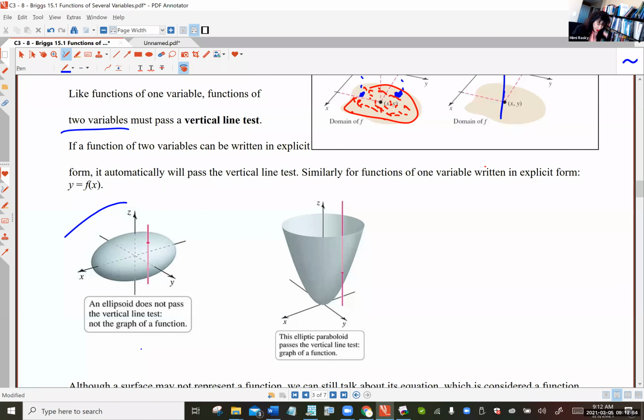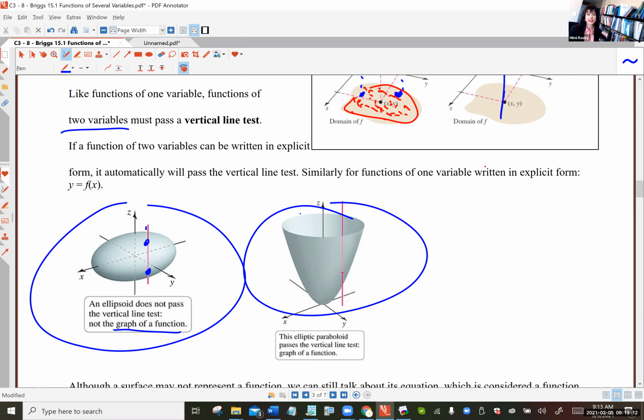But this ellipsoid, even though it's a beautiful surface, and you were introduced to ellipsoids when we did quadric surfaces, doesn't pass the vertical line test. So it's not technically the graph of a function, because this vertical line here would intersect the ellipsoid twice. This elliptic paraboloid, on the other hand, one of those quadric surfaces you studied a couple weeks back, is the graph of a function because it does pass the vertical line test; this vertical line only intersects at most once.